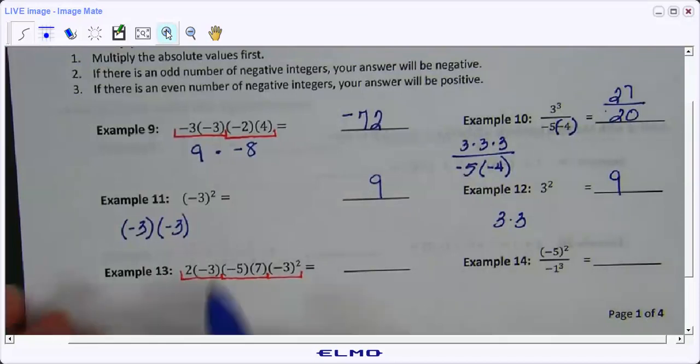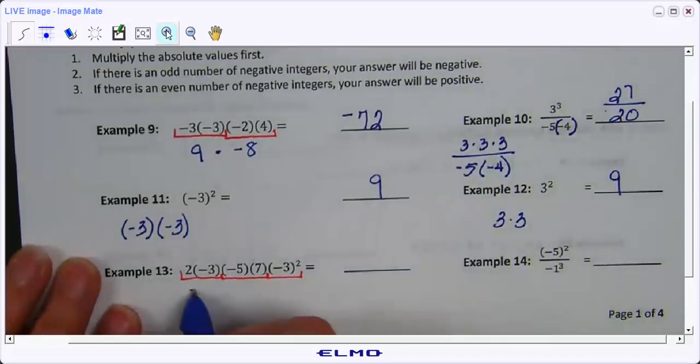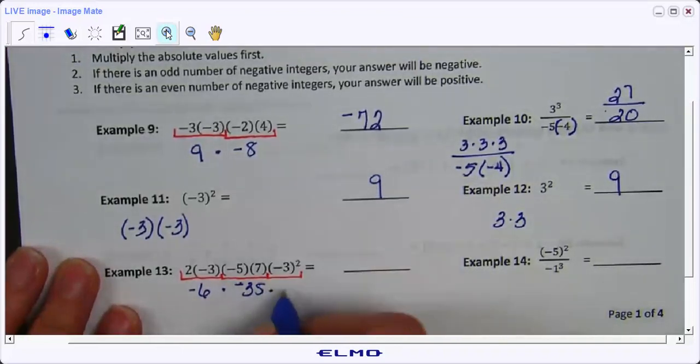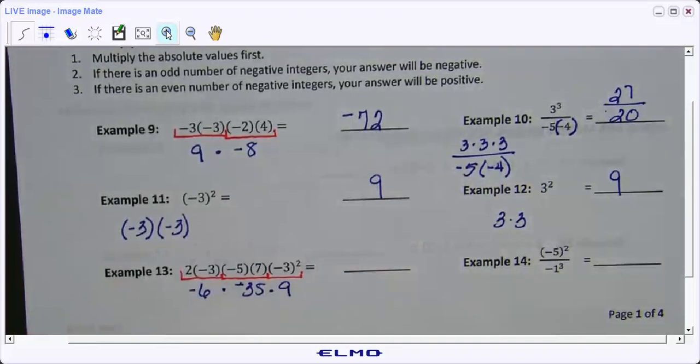Okay, so +2 times -3 is a -6. -5 times a +7 is -35. And -3 squared is -3 times -3, which is 9. Are there any questions on that first step?